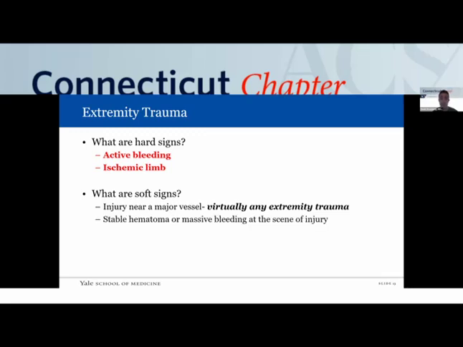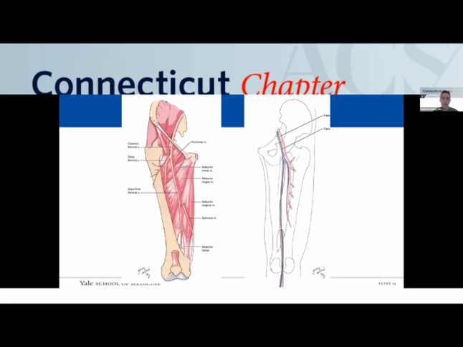A stable hematoma or massive bleeding at the scene of injury is also a soft sign, or a neurologic deficit. Neurologic deficit can be challenging because this could be a compressive hematoma or an ischemic limb. So that's another reason that, let's say, if you do have a signal on the trauma bay, I would get a CTA. Just to review again the relationships, and this is really important on how you expose the blood vessels.